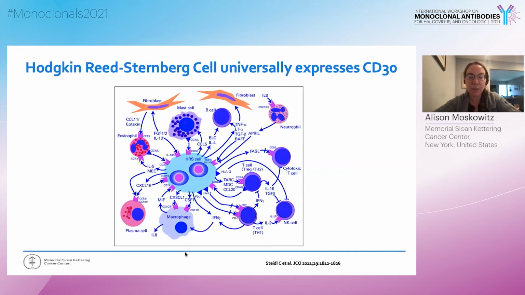So it turns out that Hodgkin lymphoma is the disease where this class of drugs has also been developed. I'm showing you a cartoon of a Hodgkin lymphoma pathology, but basically it's characterized by Reed-Sternberg cells, which are defined by expression of CD30, which is the target of an antibody drug conjugate. So Reed-Sternberg cells universally express CD30, and then they happen to also be surrounded by this vast inflammatory network of cells.